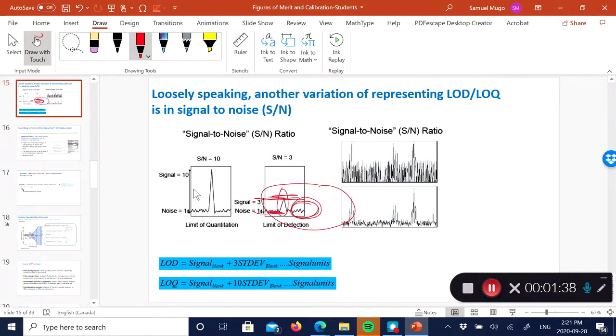Whereas the limit of quantification, in this way of expressing it, the signal to noise should be equal to 10, meaning the signal of the analyte should be 10 times larger than the signal of the noise. And remember, the signal of the noise refers to the signal of the blank. So when you're running the blank, whatever you're getting is actually the signal of the blank, which is noise, which is the definition really of what noise is. So take note of these similar definitions for limit of detection and limit of quantification.